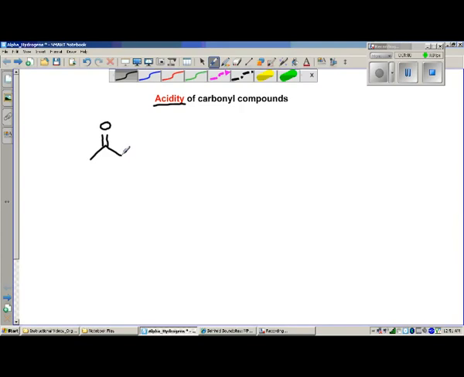If we take a look at, let me add some more carbons here. Let's say we have this guy, 2-pentanone. I'm going to indicate this hydrogen here, this one here, and then these two as well. Alright. There's something special about these hydrogens. Let me add some more carbons here just to finish this off. These hydrogens are special. These hydrogens on the carbon next to the carbonyl carbon.